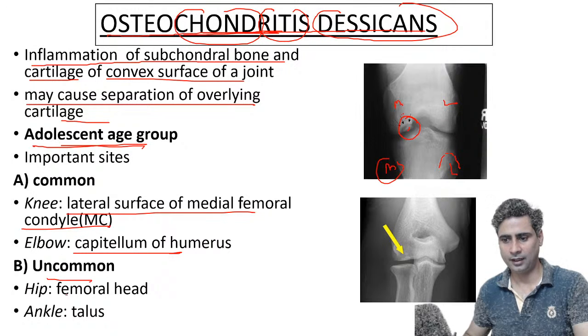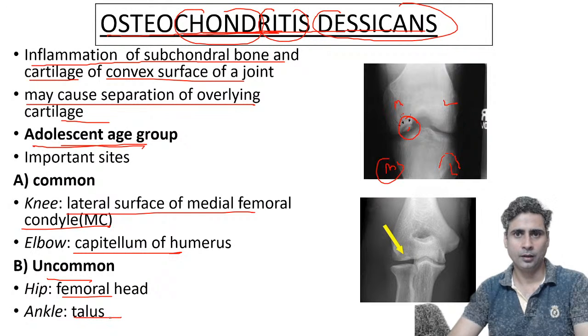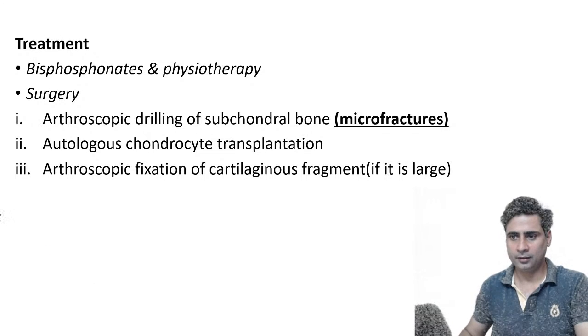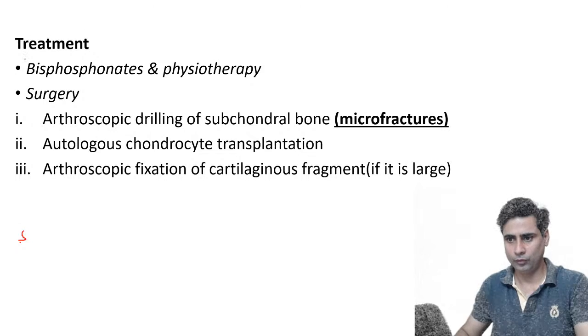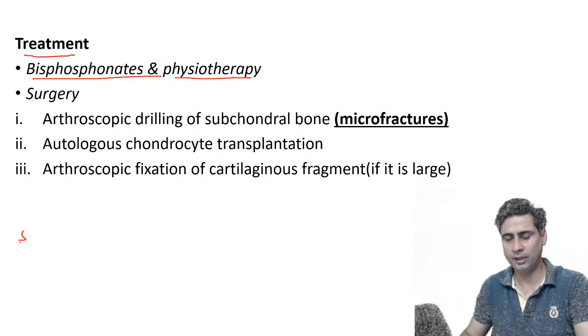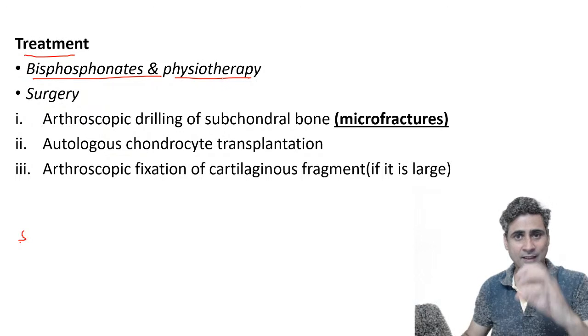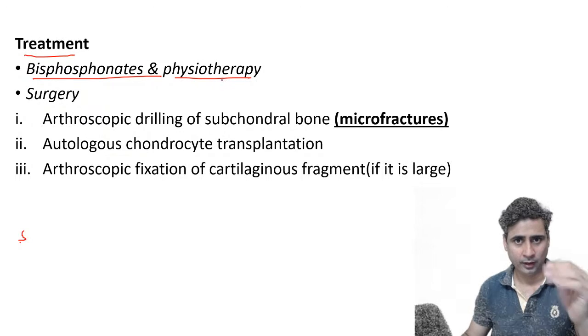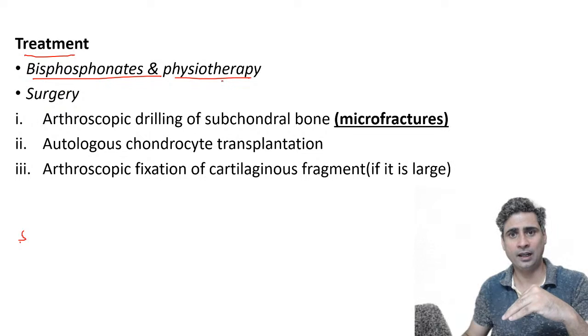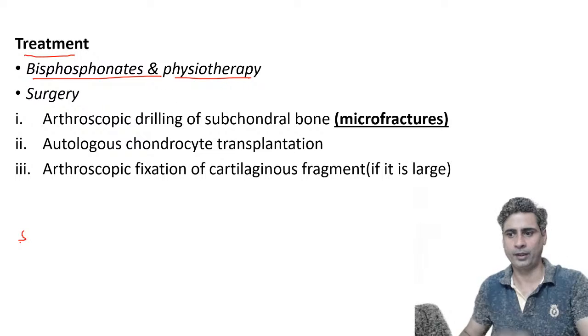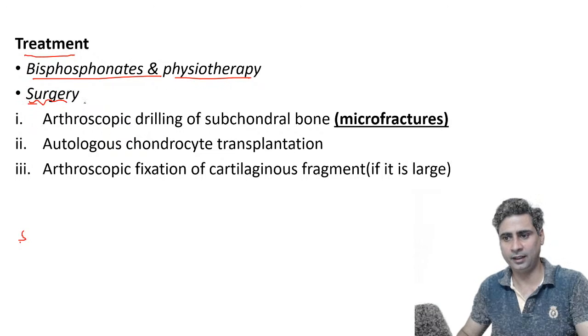Less common sites are femoral head and talar dome. The treatment of this particular condition is, initially, conservative treatment in the form of bisphosphonates and physiotherapy. If that area of osteochondritis dissecans is large, or there is separation of that articular cartilage from subchondral bone, so there is exposure of subchondral bone, in that case surgery is indicated.